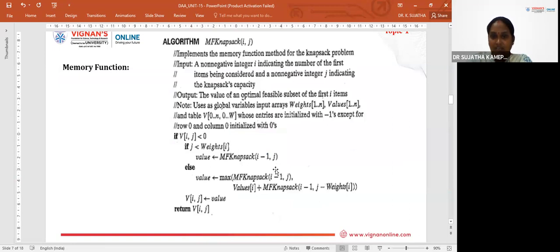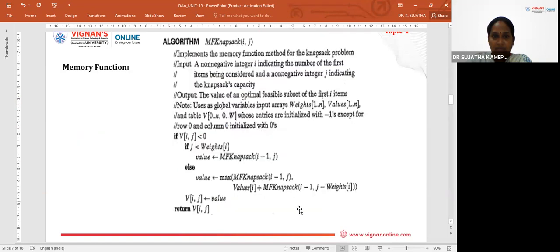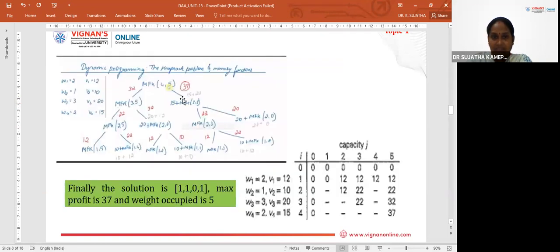So we need to call these two functions: memory function of (i-1, j), where i-1 is 3 and j is 5, and the value of i plus memory function of (i-1, j minus weight), where j is 5 minus weight 2, that is 3. So memory function of 3 comma 5, and the value of i is 15 plus memory function of 3 comma 3. Now again the same algorithm is called.